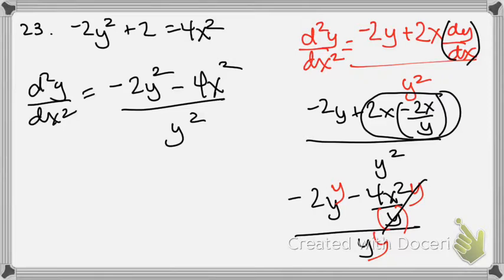And they left it just like that. Oops, except that I missed a denominator. My denominator was wrong. When I multiplied that by a y, it should have been a y cubed. My bad. Okay, actually pretty easy.